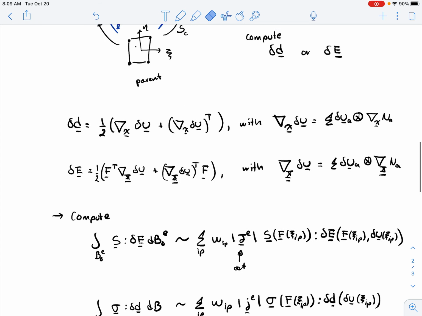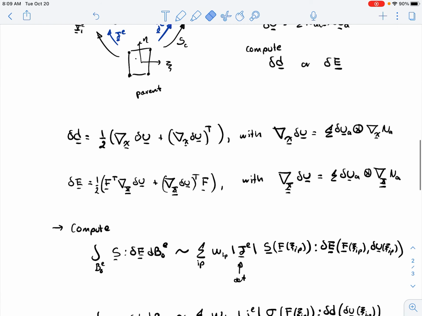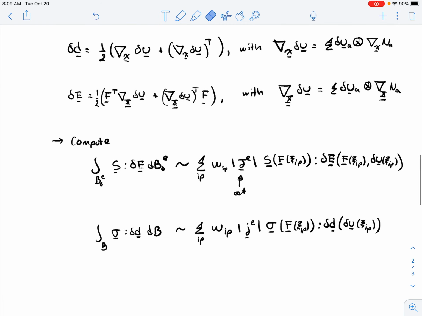Hopefully this clarifies how you would compute these integrals if you had some arbitrary variations, delta U, at the nodes. So I'll stop right here, and then I'll do the last video that I want to do with derivations, which is basically the residual.